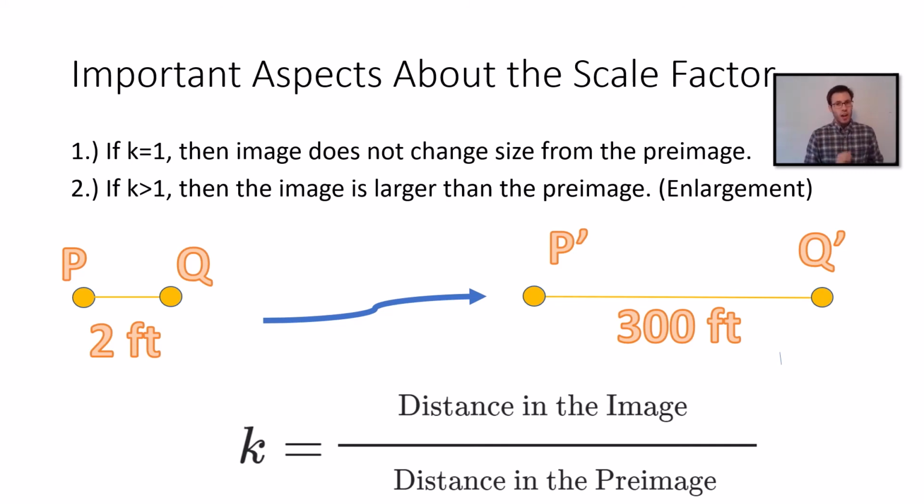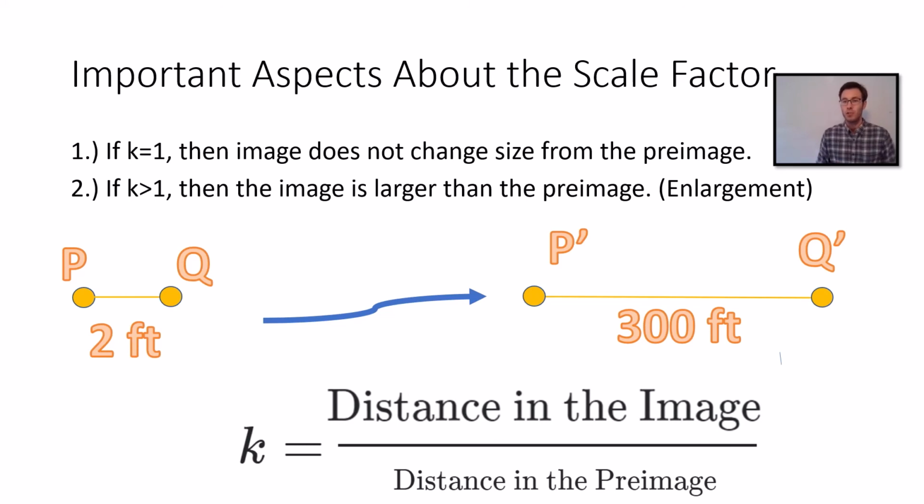Now notice here, and I'm going to say this right away, you don't have to memorize this. You don't have to memorize that if K is greater than 1, then you have an enlargement. Think about it conceptually. K is defined to be the distance in the image over the distance in the pre-image. Now, if we look at the distance in the image, that distance is huge. The numerator is ginormous. It is 300. The distance in the pre-image is just a measly 2. So it's not anything at all.